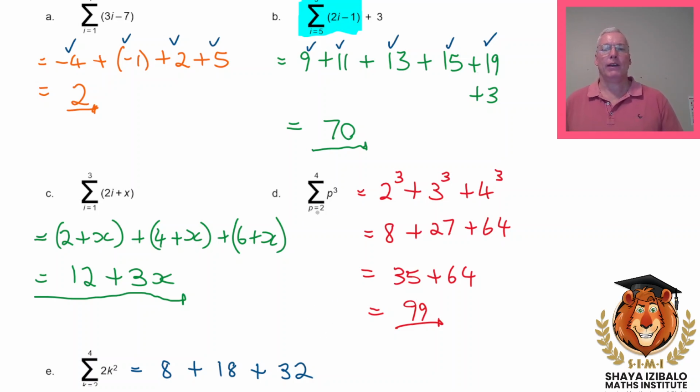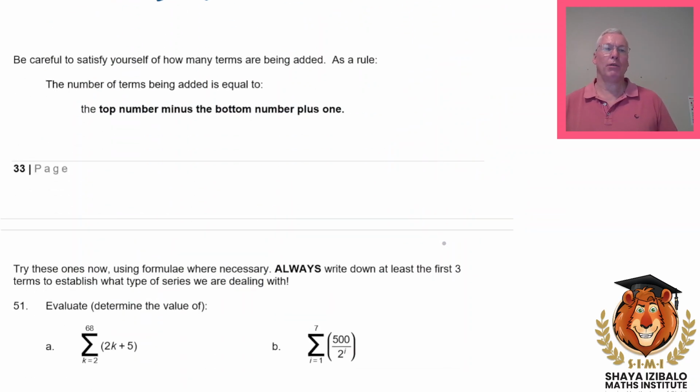Look at this one. It runs from 2 to 4. Right? The only one that's actually missing is if it started at 1, there would obviously be 4, so there must be 3. 1, 2, 3. We're going to give you a little rule here. The rule makes perfect sense.